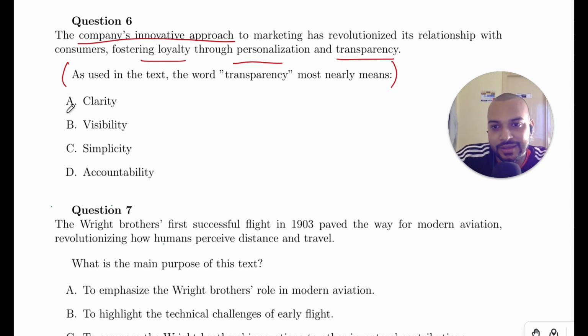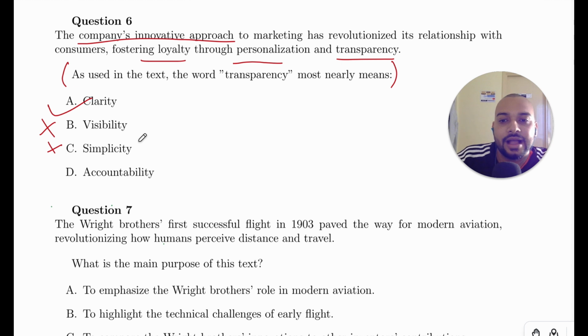So if we look at the options: clarity, visibility, simplicity, accountability. Accountability can somewhere be near transparency, but not a very direct relation, not a direct meaning of that. Simplicity, no. Visibility is a very literal meaning. Like we can say that this plastic is transparent, so it's visible through and through. This is not in the context. Option A, clarity. That is the closest one. You got the idea right at the start that it should be clarity. The word clarity is the correct one.